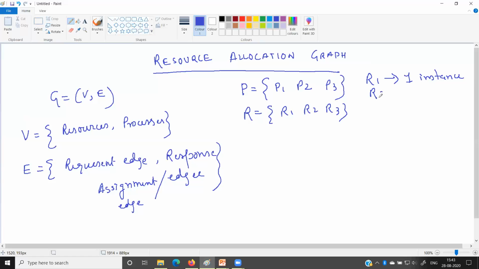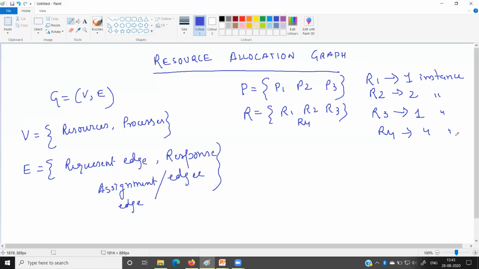For the resource R2, there are 2 instances. For resource R3, let us say resource R3 has 1 instance, and we take another resource R4. This resource R4 has 4 instances.